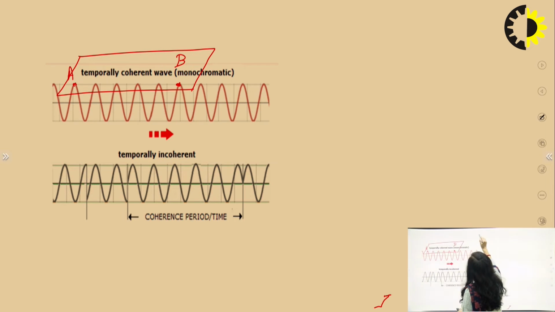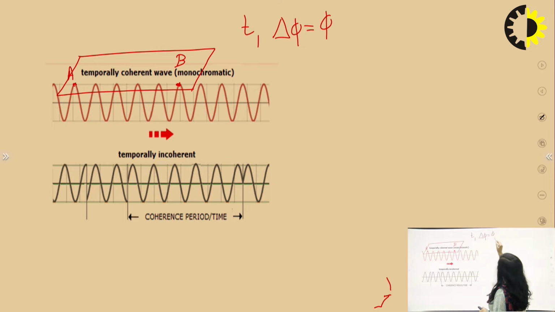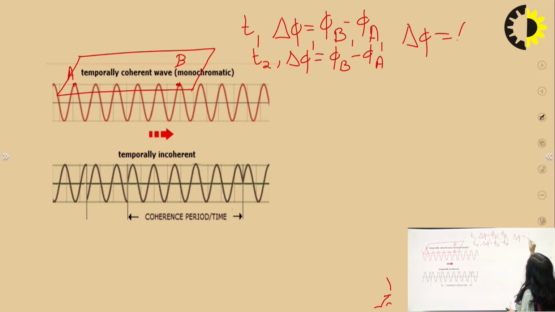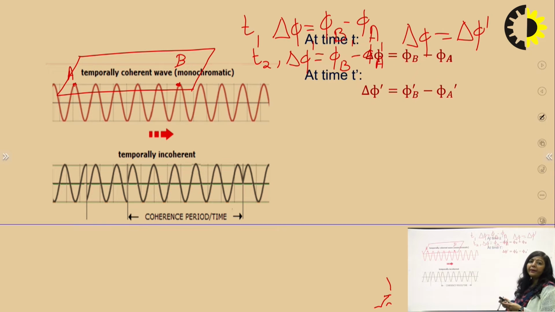We have to find the phase difference between these 2 points at time t1, and let that phase difference be phi b minus phi a. Then at time t2, again we will find the phase difference, and if that phase difference is phi b dash minus phi a dash, if these two phase differences have the same value, then we will say there is temporal coherence between A and B.